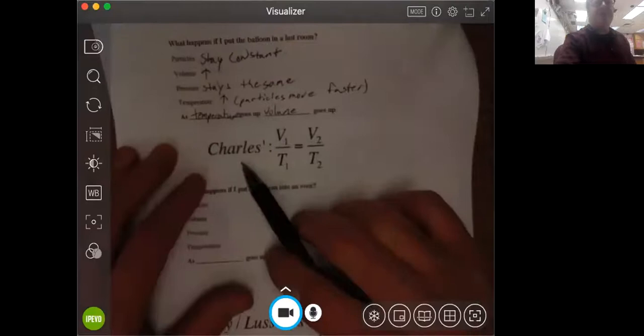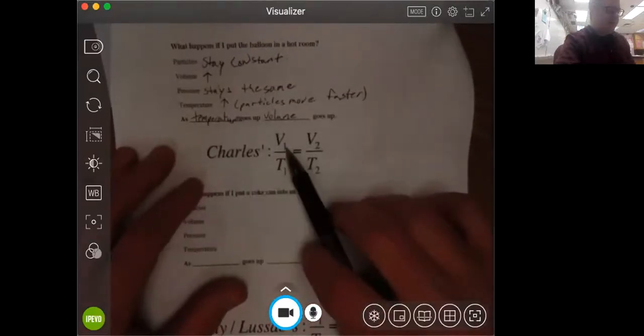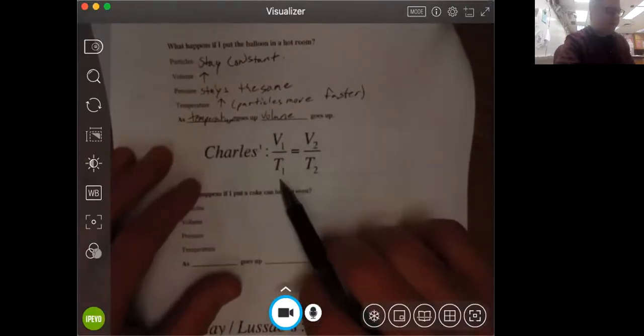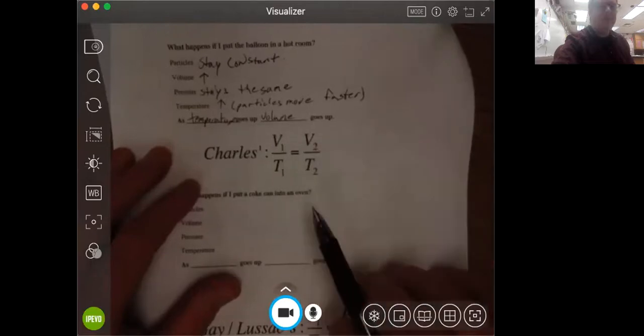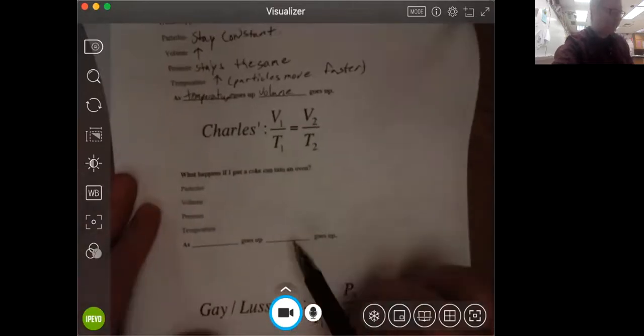So this is a representation of Charles's law. Again, initial volume divided by initial temperature equals final volume divided by final temperature.